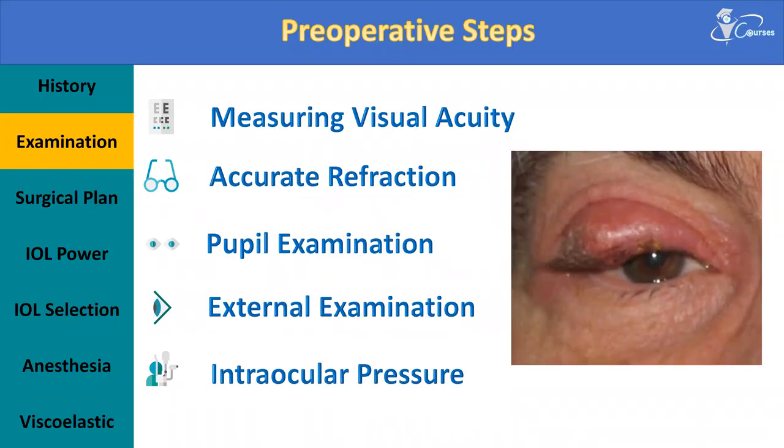External examination as well, you need to check for any problems in the ocular surface, any infection like an infected chalazion, which can put the patient at risk of developing endophthalmitis.